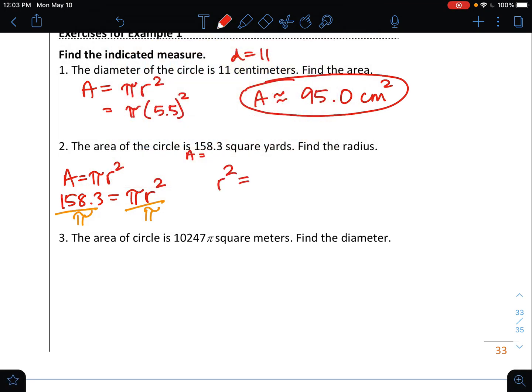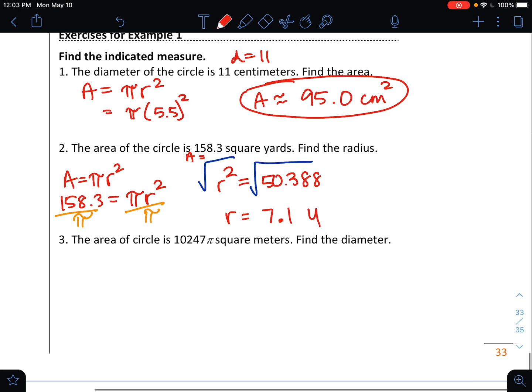Okay, so r squared is equal to 158.3 divided by pi, which is 50.388. I usually take it out a few more digits because I need to do one more calculation. So you're going to come through here and square root both sides now to solve for r. If I take the square root and round to the nearest tenth, I get approximately 7.1. So 7.1 yards.